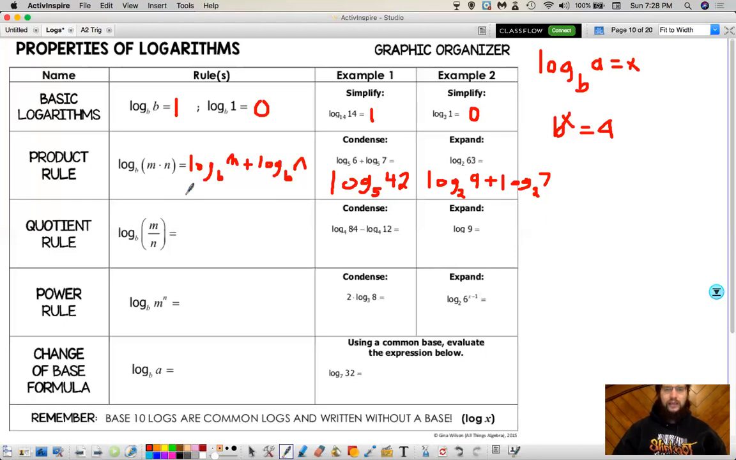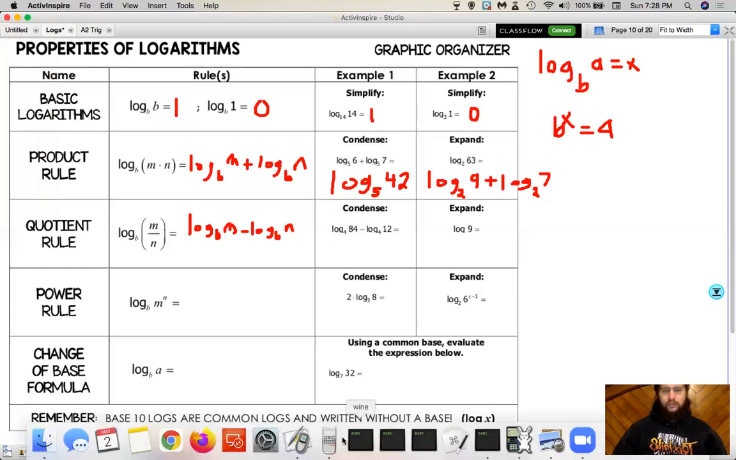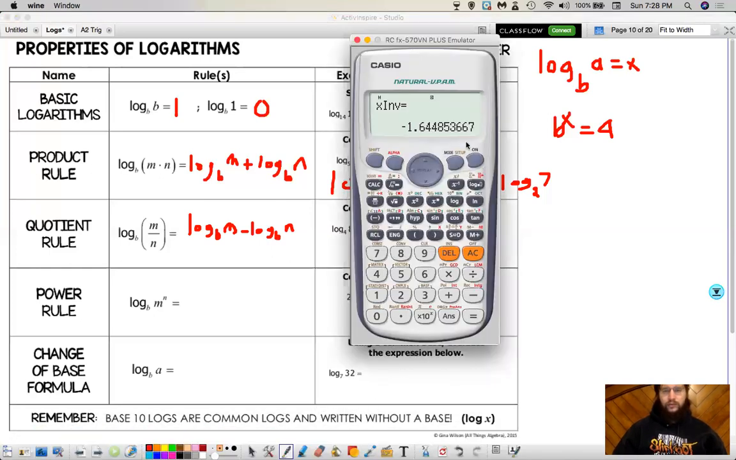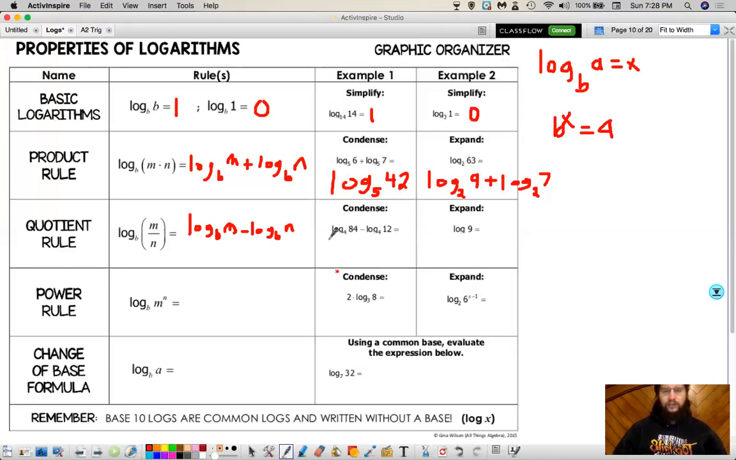All right, let's check this one out. Same rule as above, except instead of adding, we're going to subtract, because what do we do when we divide our exponents of the same base? We subtract the exponents. Log base b of m minus log base b of n. We're just going to divide those. So you just do 84 over 12. Oops, let me go back to 1. 7. So this would be log base 4 of 7.